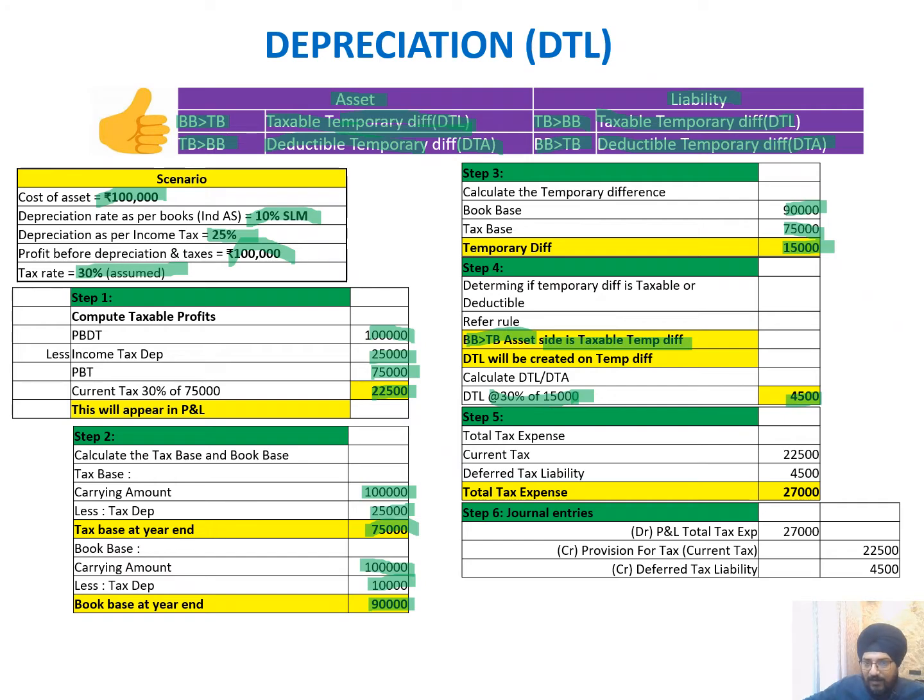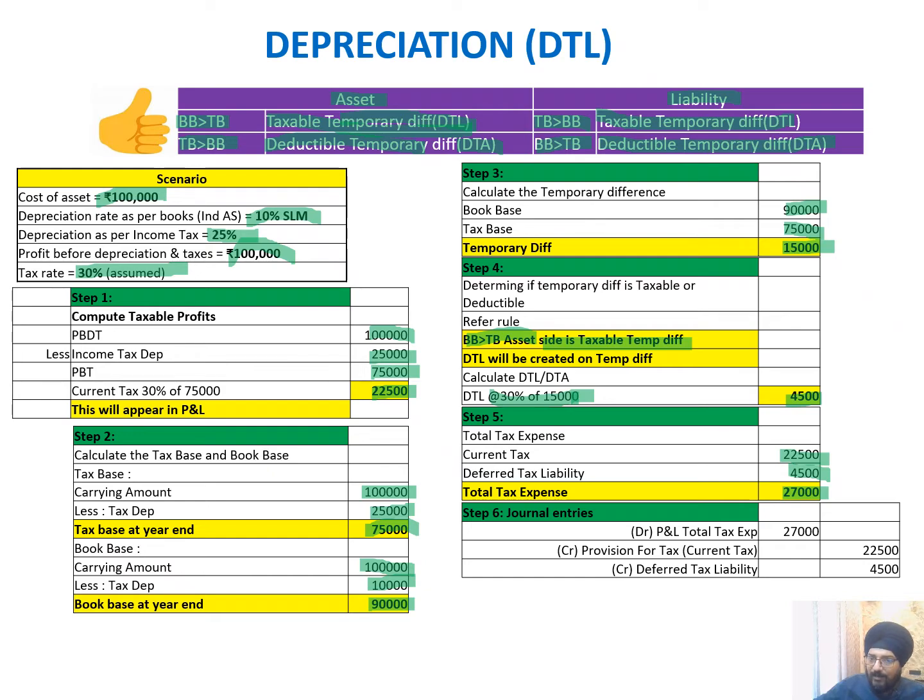So in this case, my current tax is 22,500. My deferred tax liability is 4,500. My total tax expense is 27,000. So the charge to my PNL will be 27,000, but the provision for tax would only be 22,500, because this is the amount which we are going to pay to the income tax authority. Though I am creating a separate deferred tax liability in the books of accounts, which is 4,500.